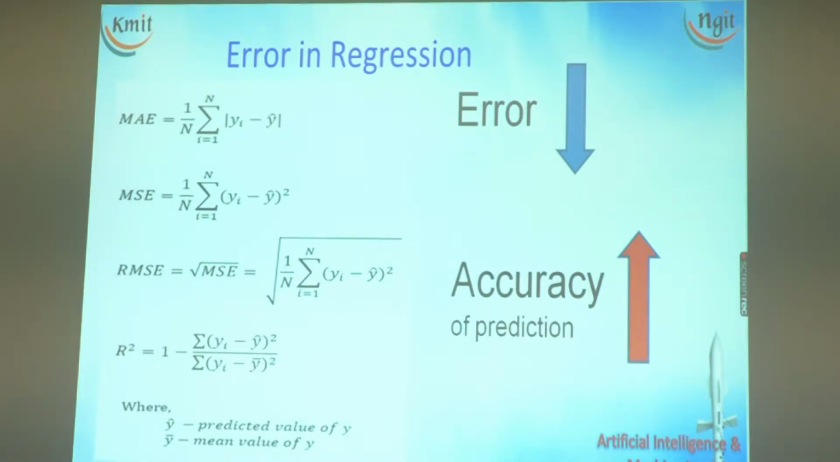In regression, are we calculating the error directly? Yes, through RMSE and MSE. Can we calculate accuracy in regression? No. If you say the error is low, automatically we say accuracy is high. In regression, we cannot directly evaluate accuracy. Through the error, we calculate accuracy. Okay.